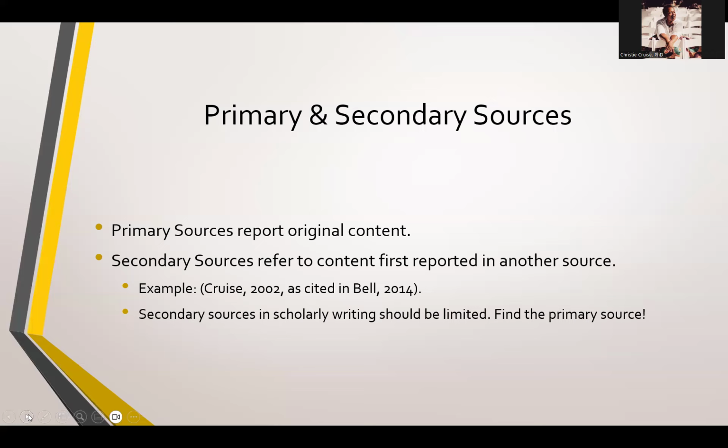A word of caution here: secondary sources in scholarly writing should be limited. It is your responsibility to find the primary source. There are going to be times when you absolutely just can't find the primary source online or anywhere. In those rare instances, yes, you still need to give credit to the original source. But citing secondary sources is frowned upon in academic writing. So this should be limited.